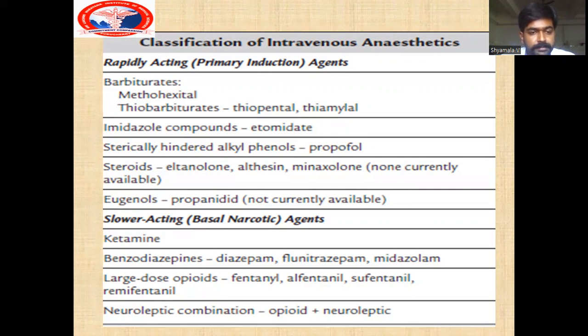Slower acting agents include ketamine, benzodiazepines like diazepam, midazolam, flunitrazepam, and large-dose opioids like fentanyl, morphine, alfentanil, sufentanil, remifentanil, and the neuroleptic combinations, or opioid plus neuroleptic.